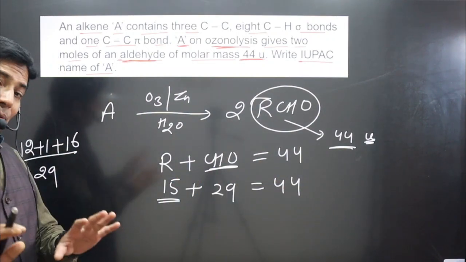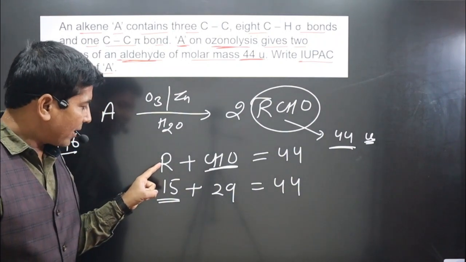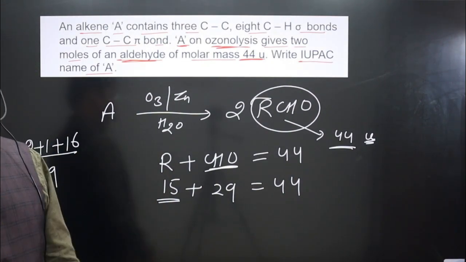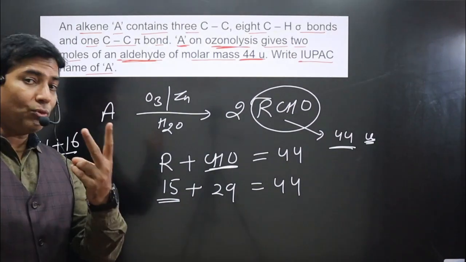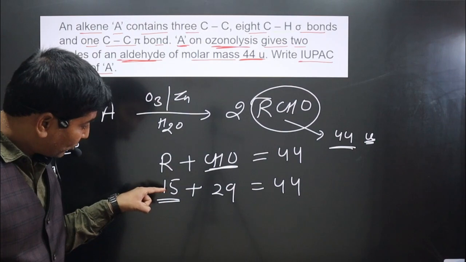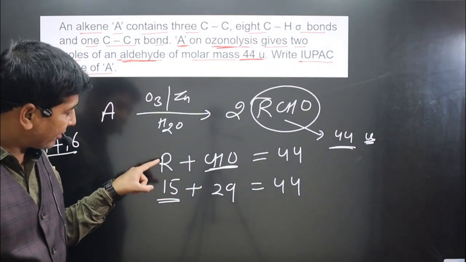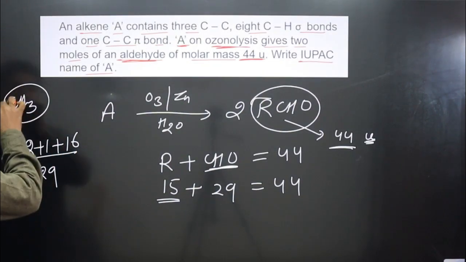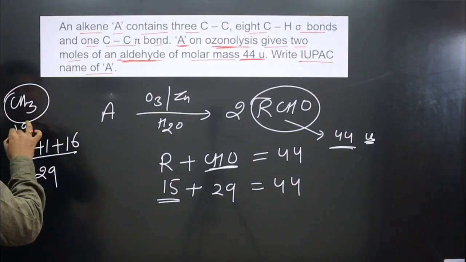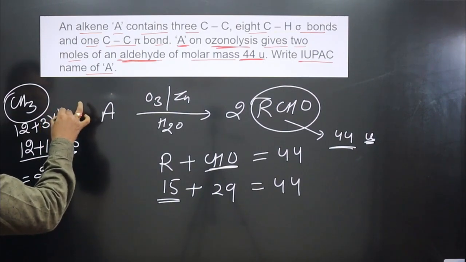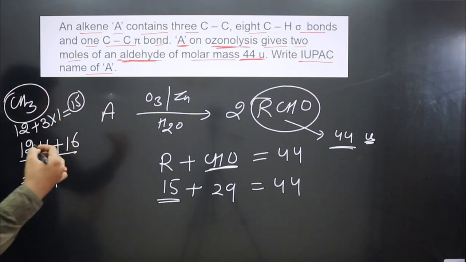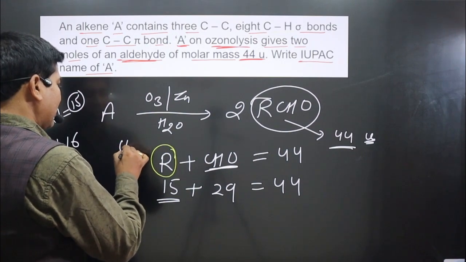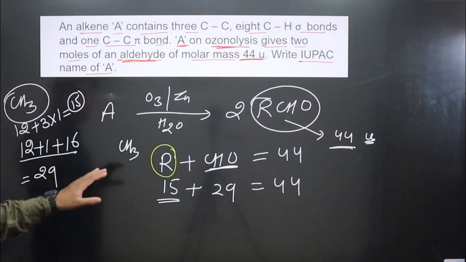Now pay attention very carefully. The lowest member of the alkyl group is the methyl group, having only 1 carbon. One carbon's atomic mass is 12. If there are 2 carbons, 2 times 12 is 24, which exceeds this number 15, so definitely this alkyl group has only 1 carbon. Let's say I consider this a methyl group. For justification, if you calculate the molar mass, carbon is 12, there are 3 hydrogens, each with atomic mass 1, so 12 plus 3 is equal to 15. So we got the chemical formula of the alkyl group. This alkyl group is nothing but CH3, the methyl group.